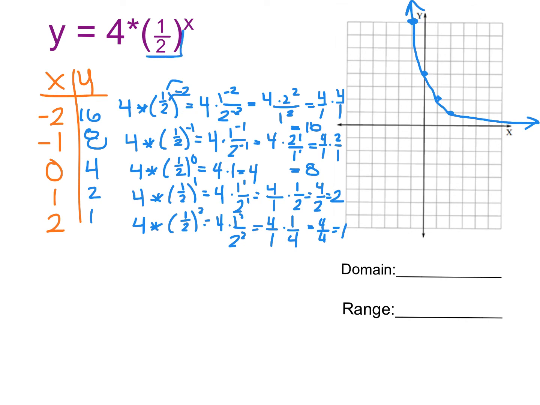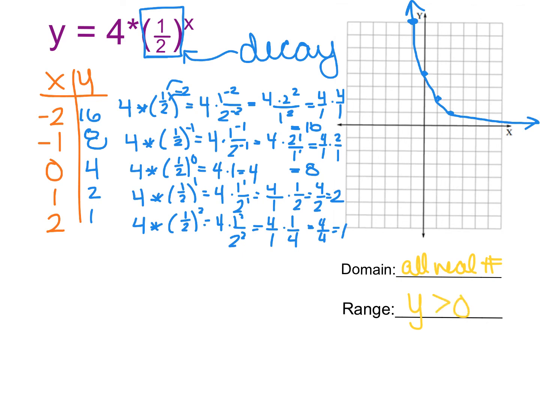We can also see here that our b value is a value that is less than 1. So if this value with the exponent of x is less than 1, something like 1/2, this is an exponential decay graph. Then from here, finding domain and range, we're going forever left and right, so our domain is all real numbers, and our range are all of the y values that are greater than 0 but not quite touching 0 because we have a horizontal asymptote here at the x-axis.